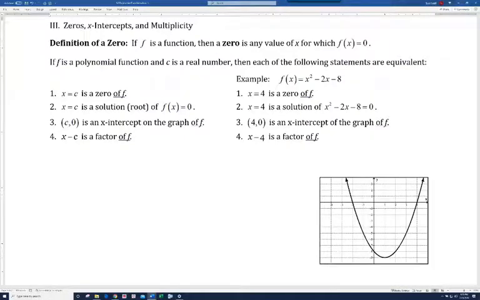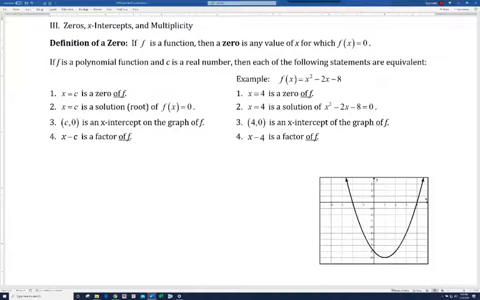All right, so we're talking about polynomials, and we've discussed some of the characteristics of polynomials. In particular, we focused on end behavior and basically what the graph of a polynomial looks like. Here we're going to focus on zeros, x-intercepts, and multiplicity.